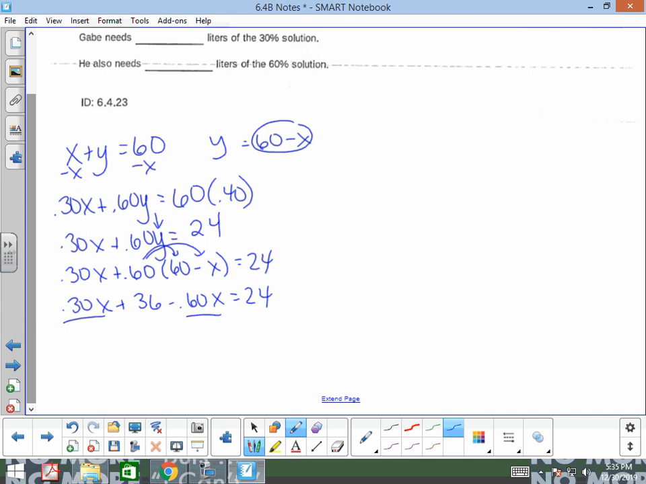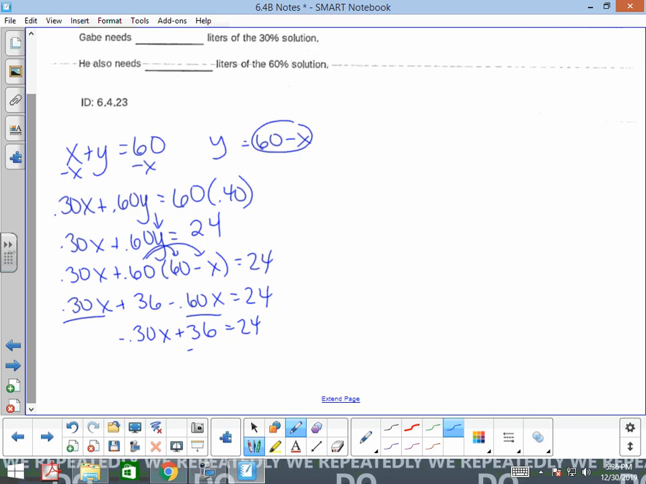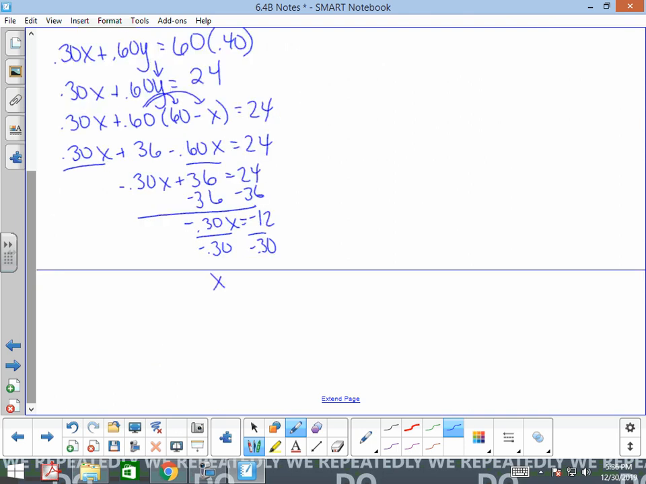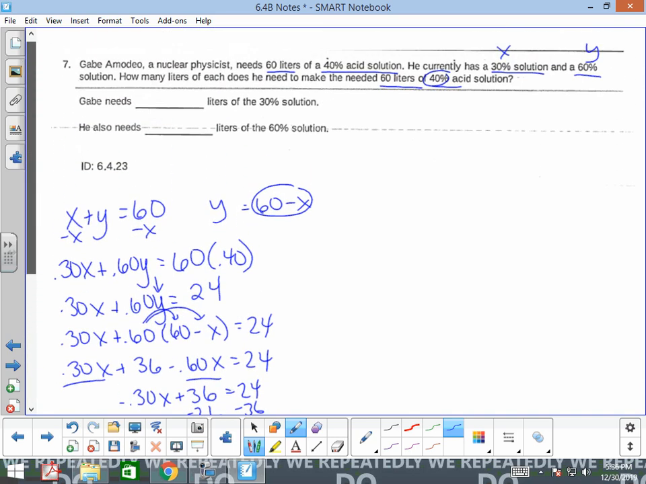Combine like terms, so that's negative 0.30x plus 36 equals 24. And we get negative 0.30x equals negative 12. Divide by negative 0.30. And x is equal to 40. So 40 is the 30% solution. y equals 60 minus 40. So y is the number of liters for the 60% solution.